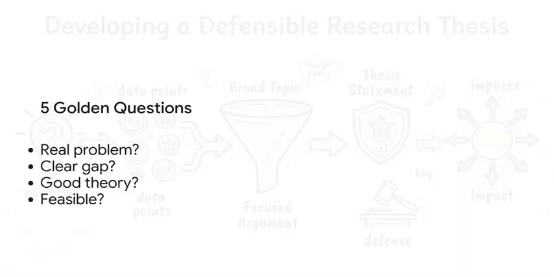Now, before you run off and seek any final approvals from your supervisor, you need to run your shiny new formula through the 5 golden questions. Number 1, is there a real problem? Number 2, is there a clear research gap in the literature? 3, can existing theory explain this problem? 4, can I realistically collect the data? And number 5, can my study actually make a meaningful contribution? You need to be able to look yourself in the mirror and confidently say yes to all 5 of those before you commit your precious time and energy.